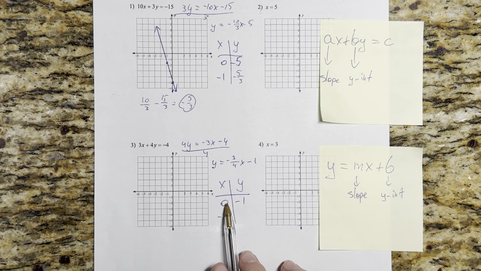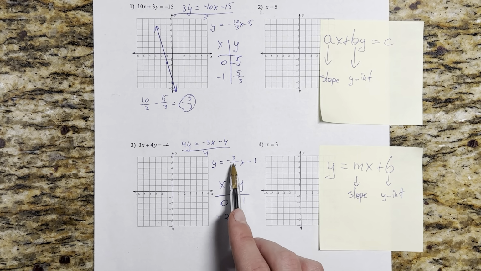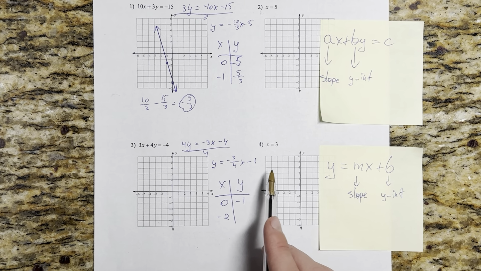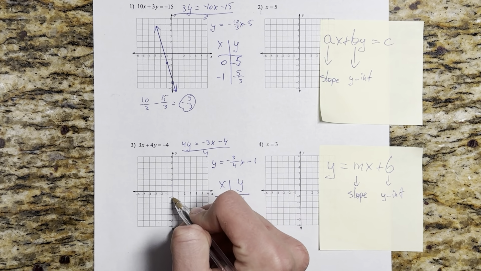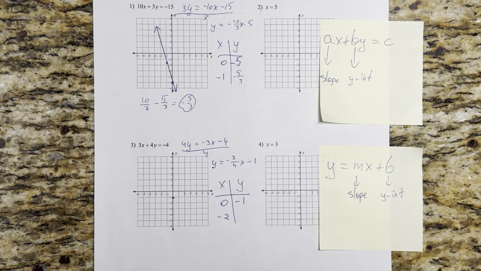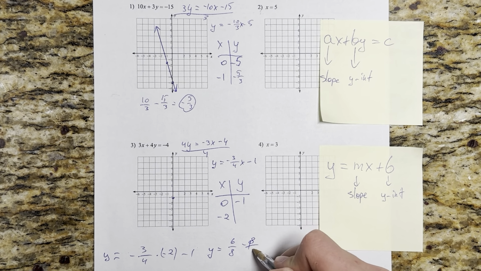Plugging in 0 for x is the easiest thing you can do because it cancels out all this, and all you are left with is the y-intercept. Let's plot that point, and now our negative 2. Let's plug it in. Negative 3 over 4 times negative 2 minus 1, which is equal to negative 1 minus 8.